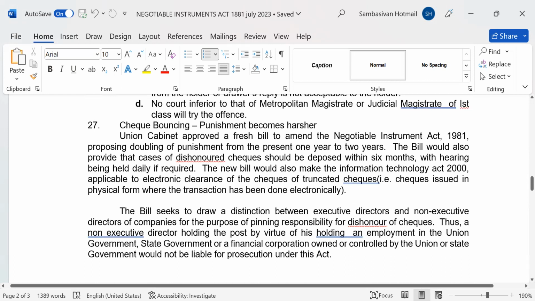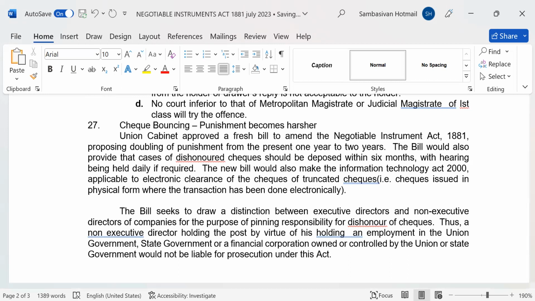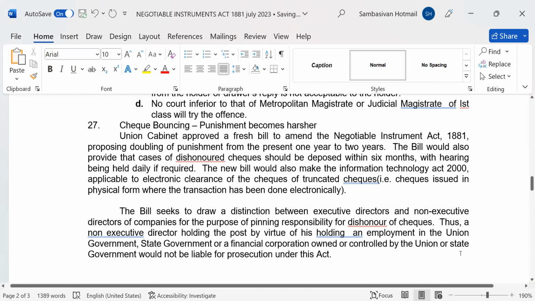Punishment becomes harsher. Union Cabinet approved a fresh bill to amend the Negotiable Instruments Act 1881, proposing doubling of punishment from the present 1 year to 2 years.